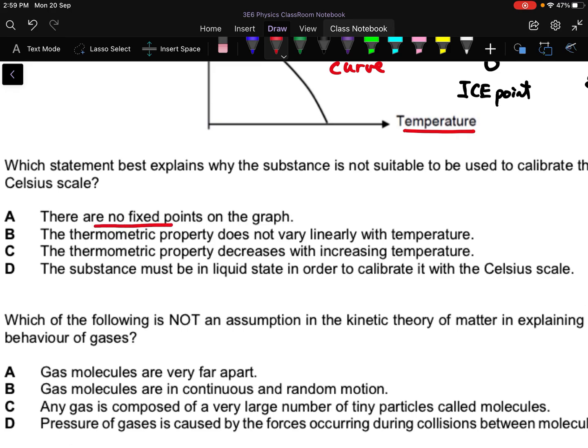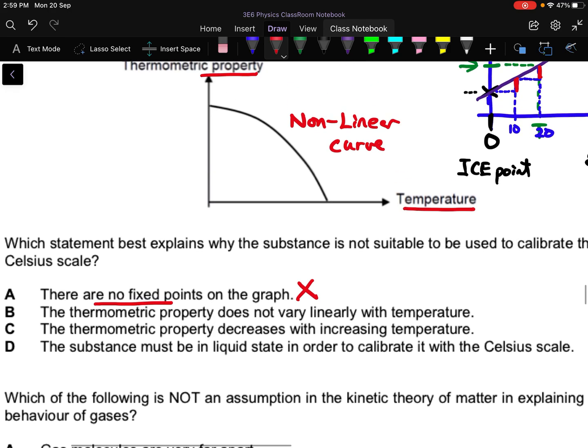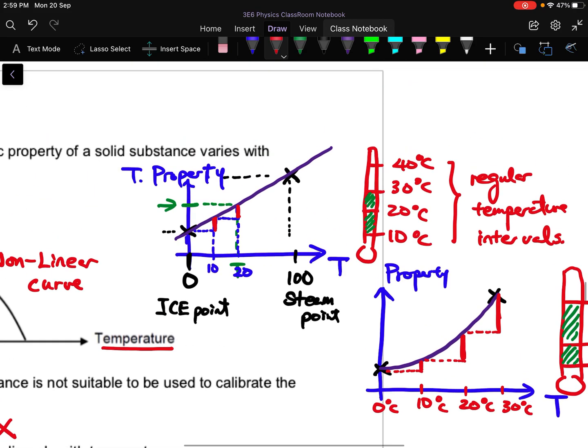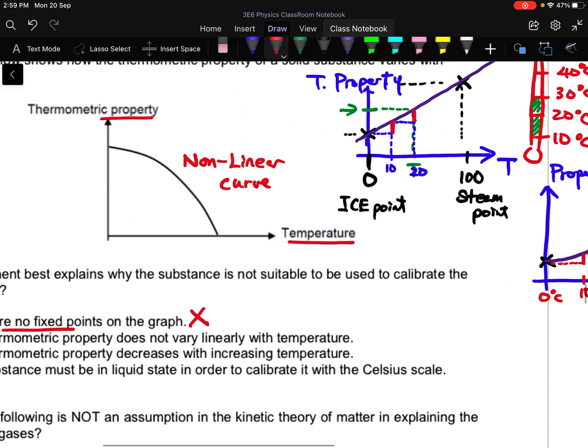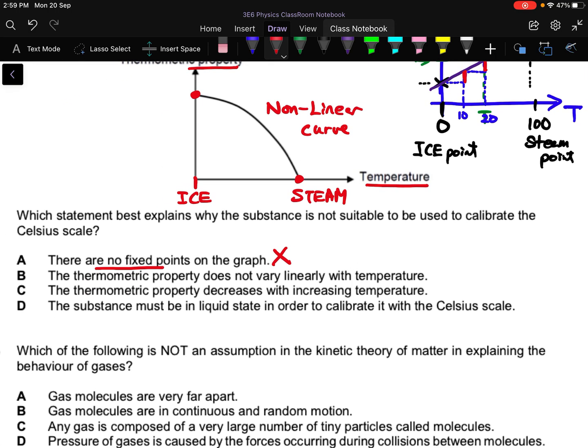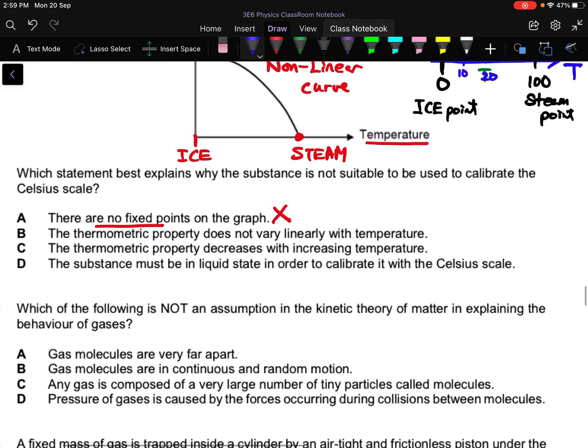So, there are no fixed points. This is not true because you are still relying on the ice point and steam point. So maybe this is the ice point, I observe this, and when it is the steam point, I observe that. Then B, thermometric property does not vary linearly. This one most likely is the answer, okay, but we will keep it to the last.